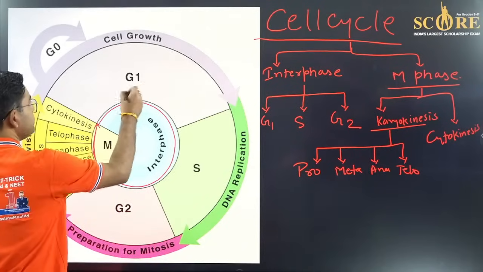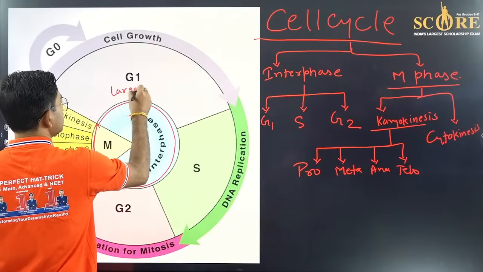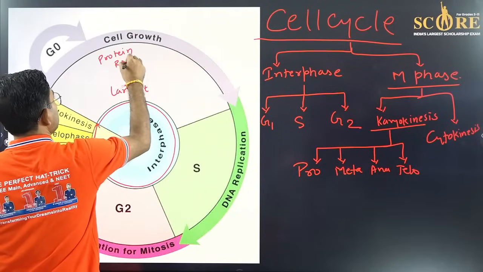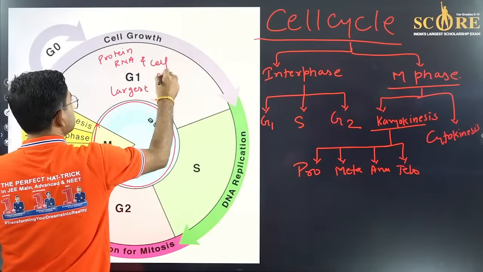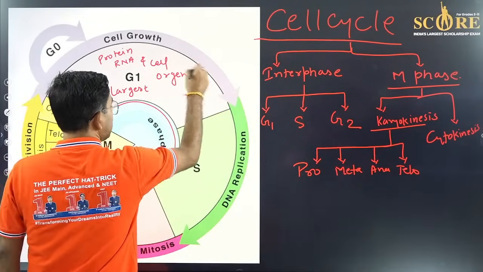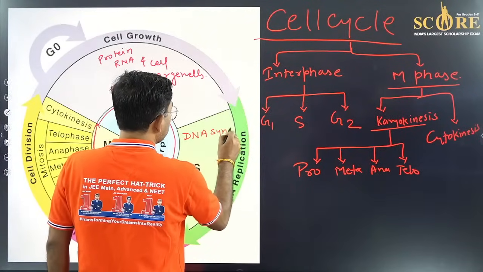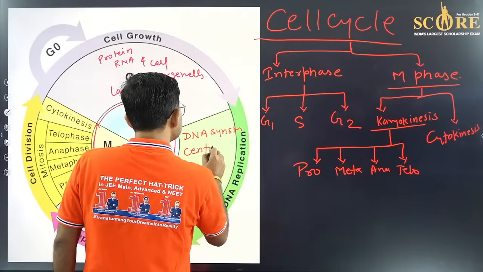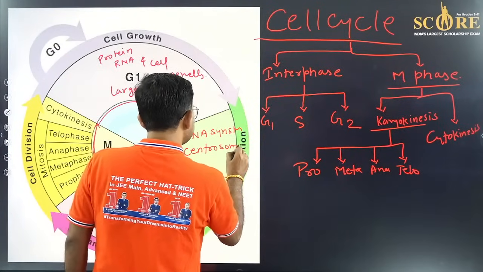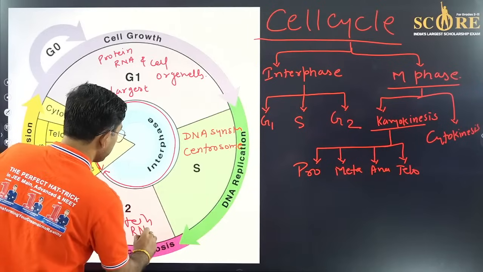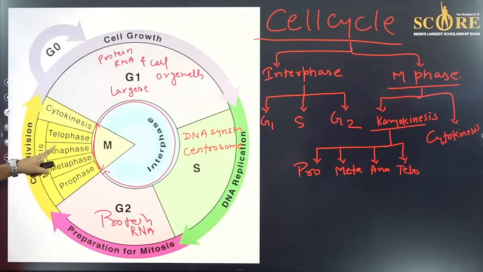As you can see here, G1 is the largest phase. Here protein, RNA and cell organelles are synthesized. Here DNA synthesis takes place. Here centrosome duplication takes place. Here again protein and RNA synthesis take place. Then followed by prophase, metaphase, anaphase, telophase and cytokinesis, which all together consist of the M phase, right?